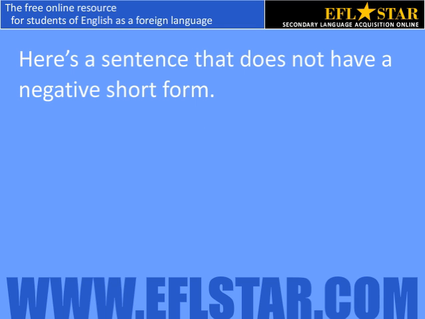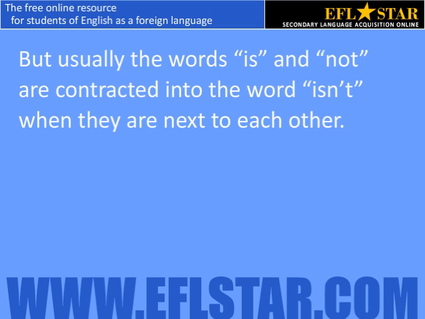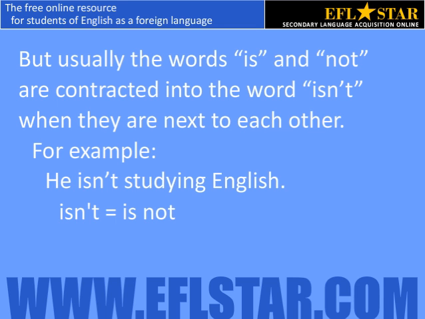Here's a sentence that does not have a negative short form. He is studying English. We can change the meaning of this sentence into the opposite meaning by adding the word not right after the word is. He is not studying English. But usually the words is and not are contracted into the word isn't when they are next to each other. For example, he isn't studying English.